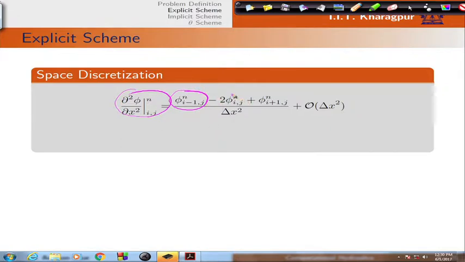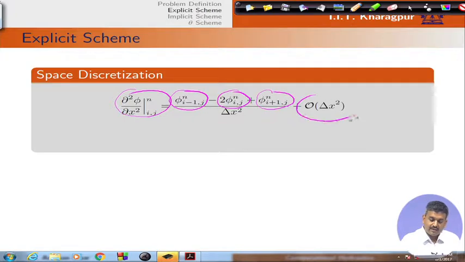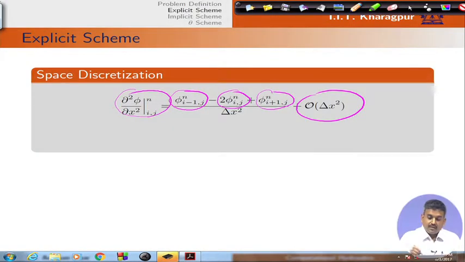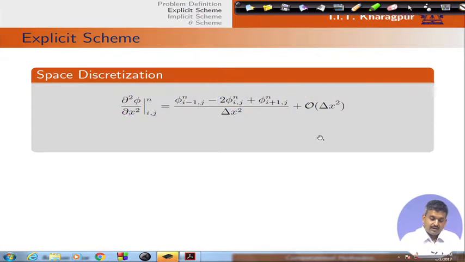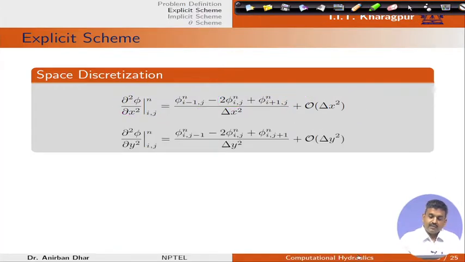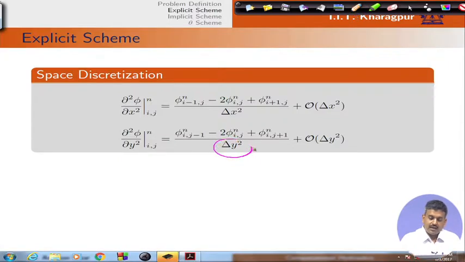to phi I j n and phi I plus 1 j n. So, we are only changing the index for I, keeping other indices constant. So, in this case we have second order accuracy for the truncation error in del x. If we consider the y direction, similarly we will have second order accuracy in y direction.